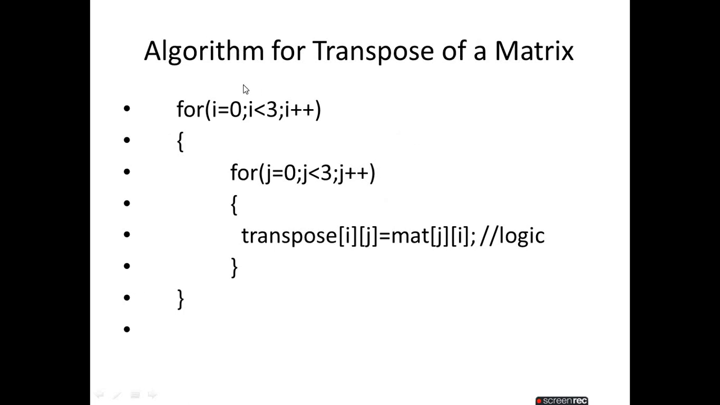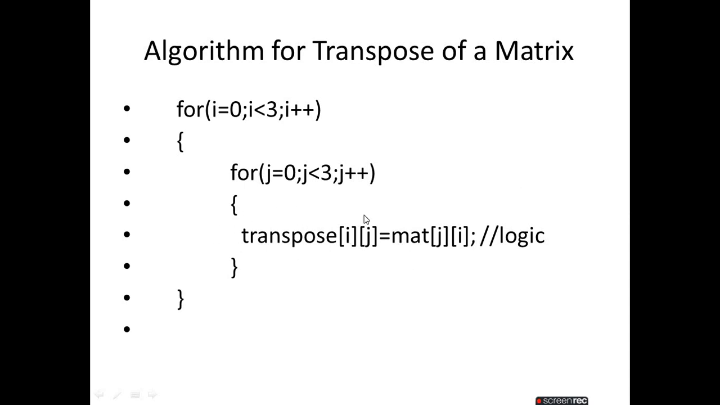This is basically the algorithm for transposing a matrix. As I already explained, for matrix creation and printing we use two for loops, a nested for loop. This is for the row, this is for the column. Row wise, we use I as the first outer for loop. The inner for loop is for creating the column, then inserting the element at the correct position. This is basically the logic.